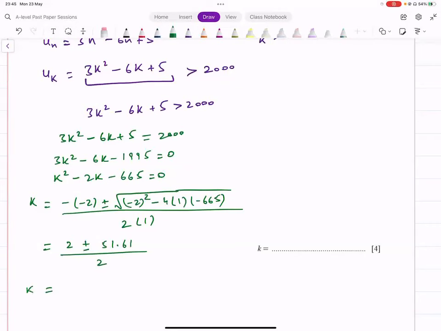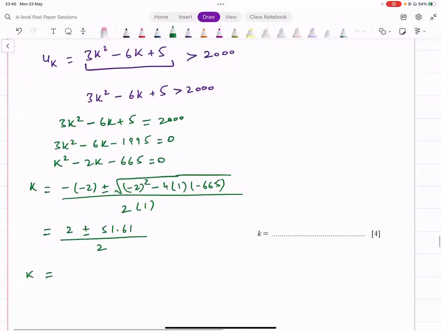इससे मेरे पास k की दो possible values आ रही हैं. 2 plus 51.61 divided by 2, that gives me 26.8, and the other is going to be negative. Negative तो हो नहीं सकती, यहाँ पे लिख देते हैं 2 minus 51.61 divided by 2, that's minus 24.8. This is not possible. Number of terms negative तो हो नहीं सकता, so we're not really going to consider this possibility.